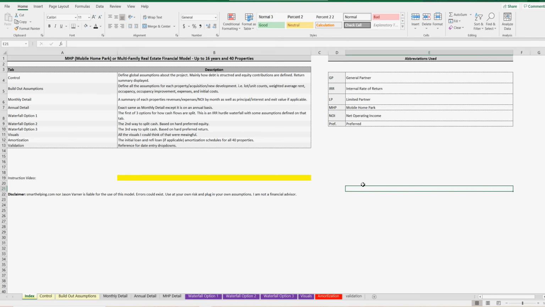Other than that, this model will allow for up to 40 properties to be input, all having their own assumptions, and it will flow for up to 16 years worth of time. So what I'm going to do is go through every tab of the model, explain it, and then you'll understand what's going on here.